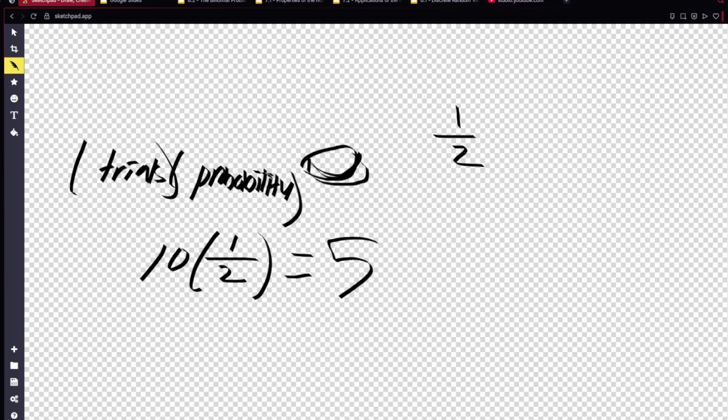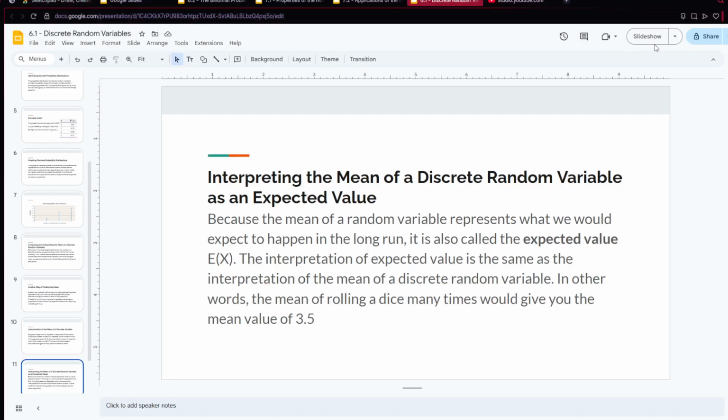So simply put, the expected value is the number of times you will get your variable in that amount of trials, and that's dependent on the trials. So if we upped it to 100, we'll get 50 heads, and so on and so forth.